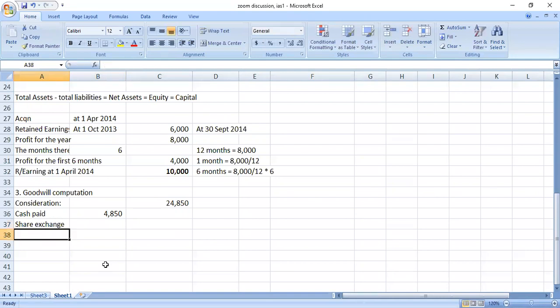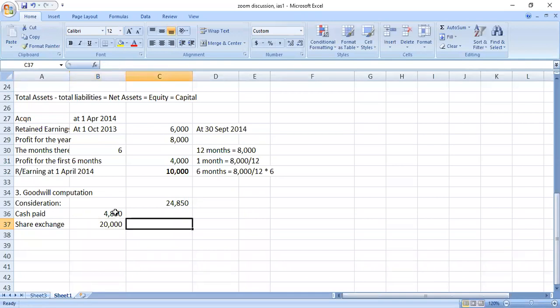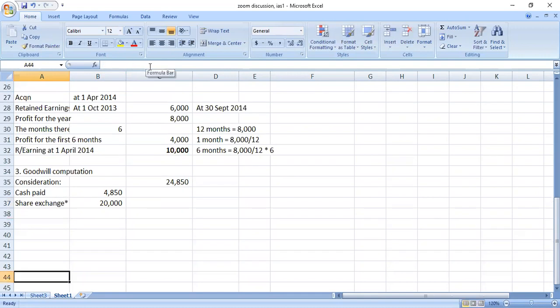Can only be the balance, which is this minus this. Okay, 20,000. So it's supposed to show it, by the way. And so let me show working number X. So that figure is supposed to be determined. I've shown you how you determine it, but you can still do it again.